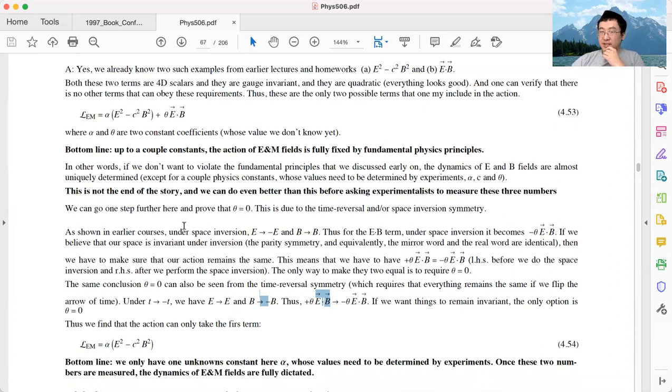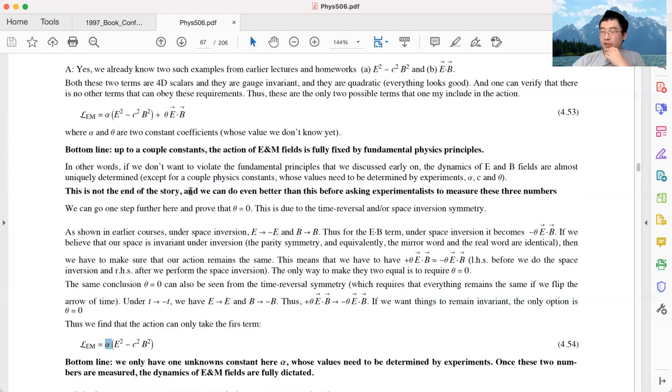Because the theta term is not allowed, at the end of the day what we have is a much more simplified Lagrangian density. It just contains one term, E squared minus B squared. And we only need to tell experimentalists to measure two quantities. One is this C, the speed of light. Another is this alpha coefficient. Once they measure these two quantities, we know everything about the E and M field in another universe. That's the only thing we need. So that's the Lagrangian density of the E and B field.